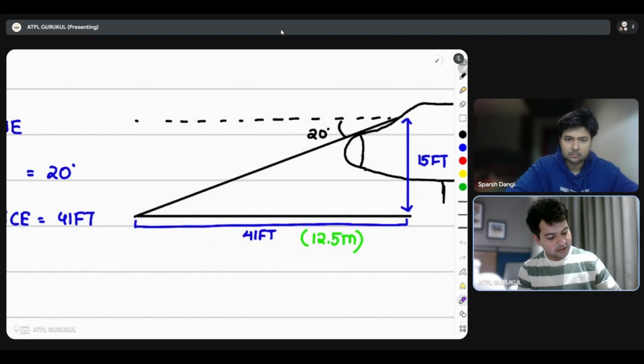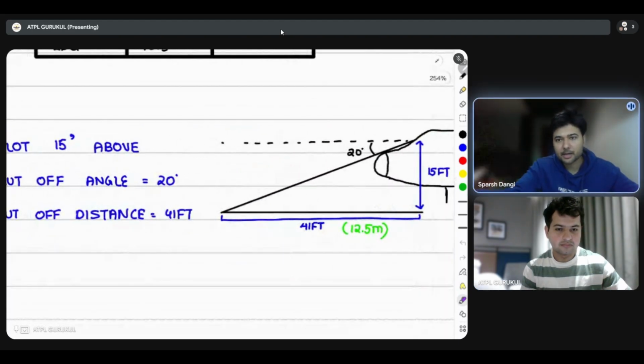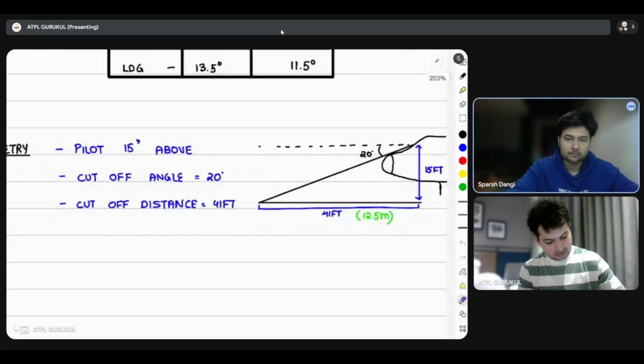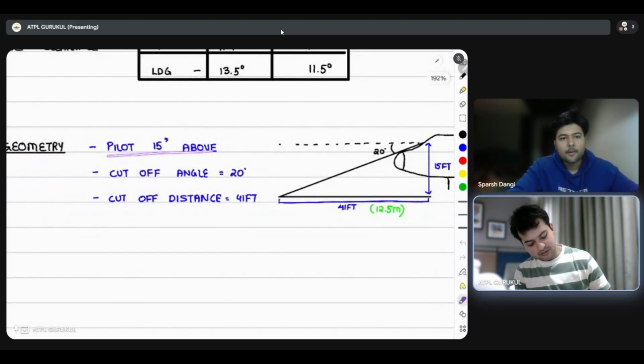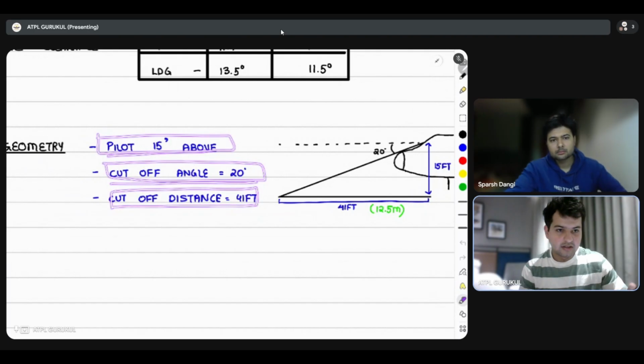मतलब रनवे सेंटर लाइन तुम्हारे नोज के सामने होगी लेकिन दिखेगी नहीं। हमें 12.5 मीटर के आगे का दिखेगा। हाँ हाँ, ठीक है। So pilot sits 15 feet above, cutoff angle is 20 degrees, cutoff distance is 41 feet. These are the only 2, 3, 4 things that you need to study from this.